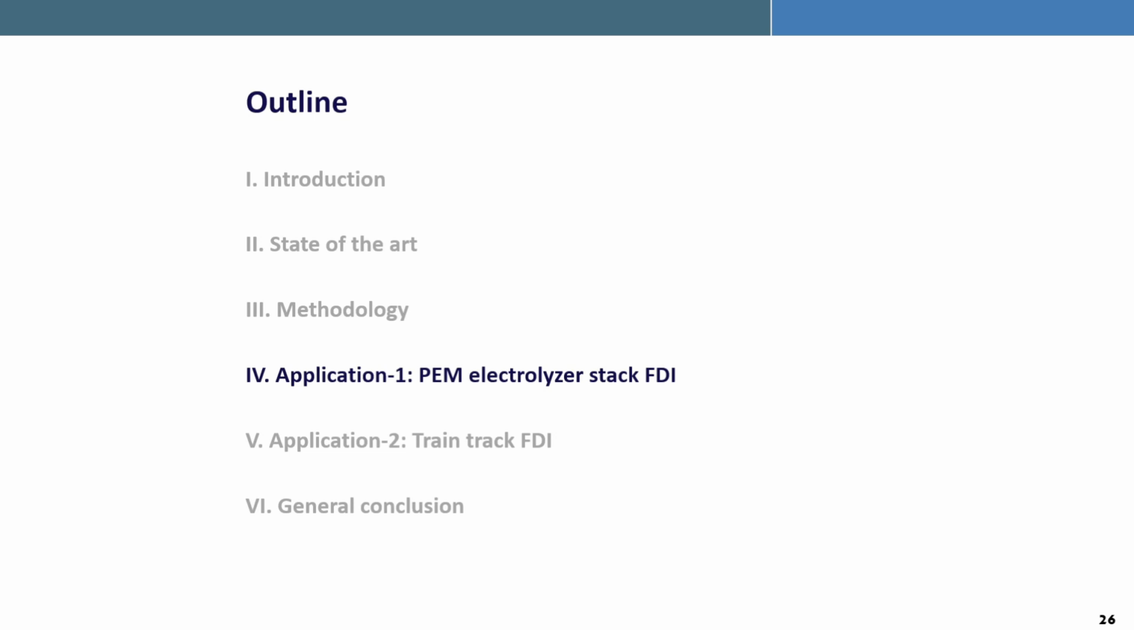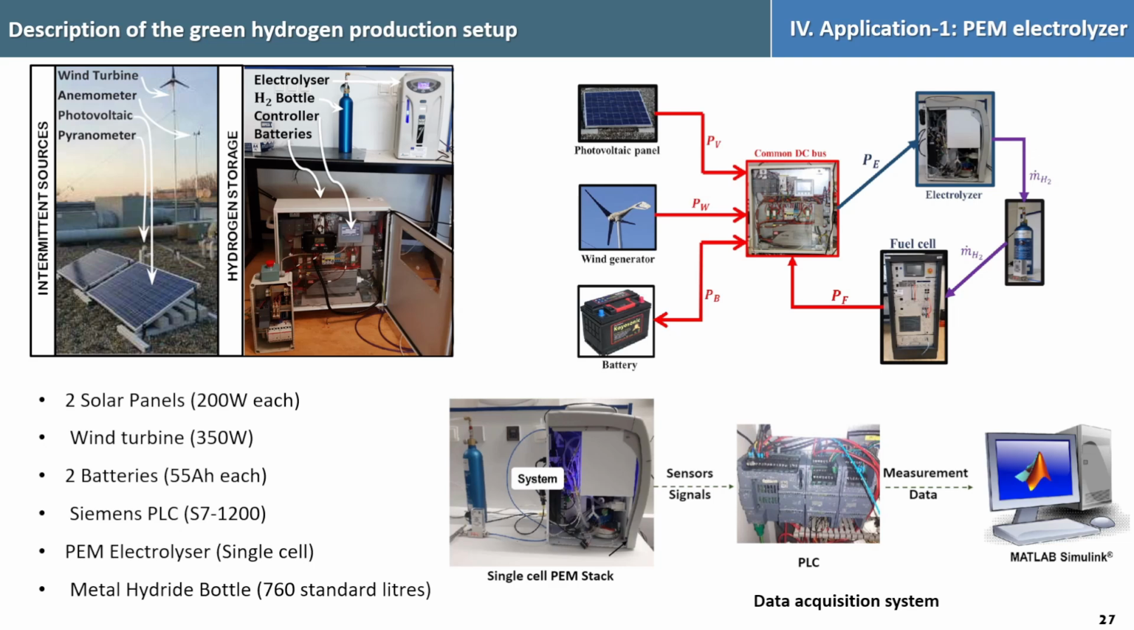In this section, we'll look at the application of the developed methodology for FDI of a single stack PEM electrolyzer present in Polytech Lille. Let's explore the setup at Polytech Lille for green hydrogen production. We use solar panels, a wind turbine, batteries, a PLC controller, and a single cell PEM electrolyzer. Hydrogen is stored in a metal container.